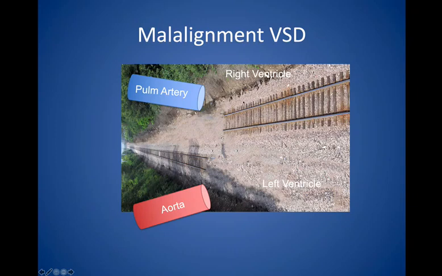And then you have the RV outflow tract into the pulmonary artery, as well as the left ventricle goes out to the aorta. And then here would be that septum in between that's separating the right and left ventricle.